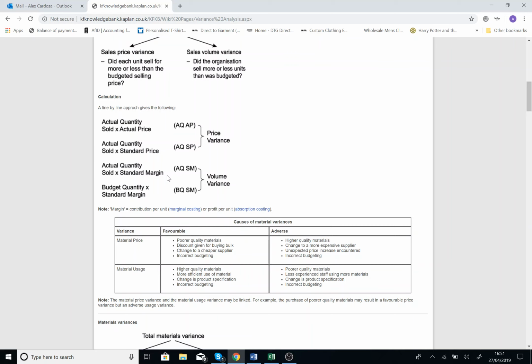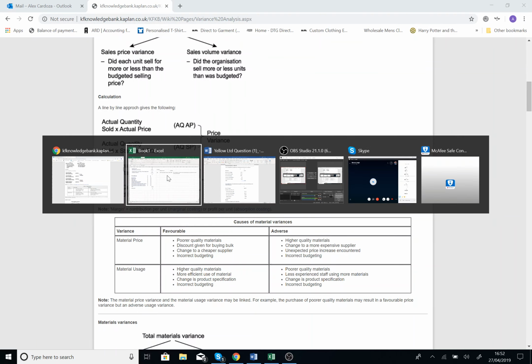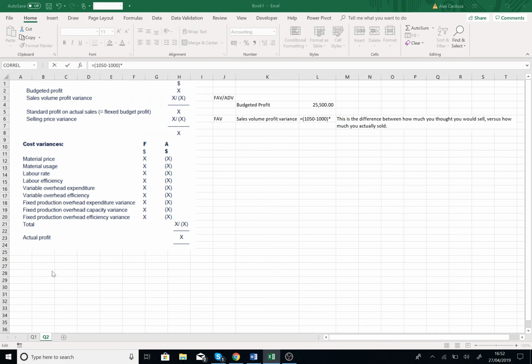So, for example, you just use what your profit per unit would be in whatever situation that is. When you're using marginal costing, it's your contribution per unit, but in absorption costing, which we are using, it is your total profit per unit, which in our case is 25.5. Okay, that is our favorable sales volume profit variance. And it's favorable, remember, because we sold 50 more than we thought we would.